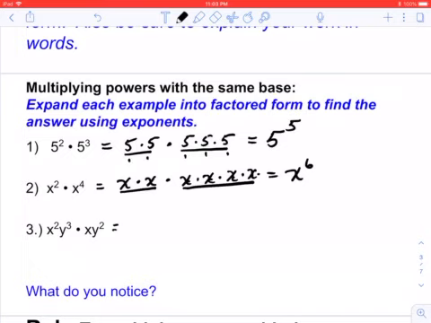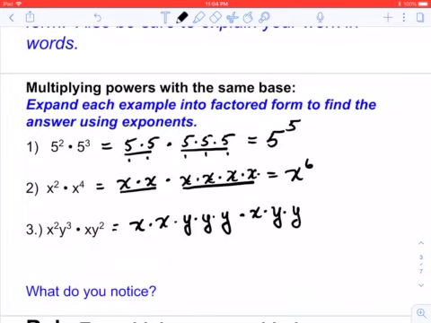Okay, next we have x to the second, y to the third, times xy squared. So let's get x times x, that's x squared, times y times y times y, that's y to the third. And then that's being multiplied times x. There's just no exponent on it, so it must be to the first, only one power of that. And then times y to the second, so y times y.